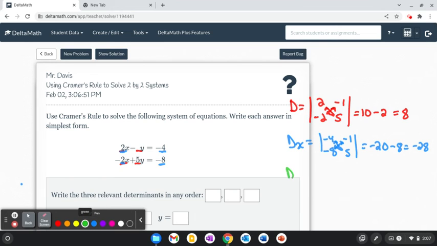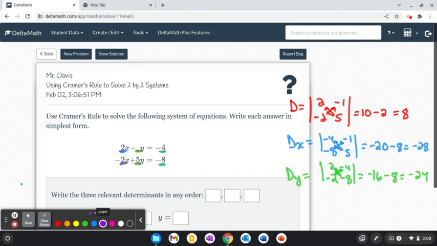And then I want to find d sub y. So we're going to swap out the y's with -4 and -8 this time. So 2 and -2, and -4 and -8. We multiply to get -16 minus +8. So that gives us -24. So now we're ready to write our x and our y.